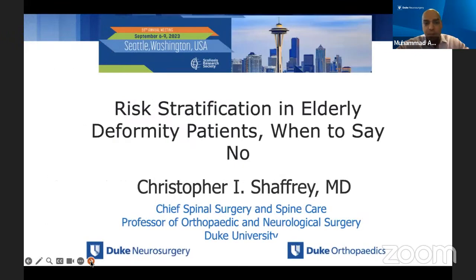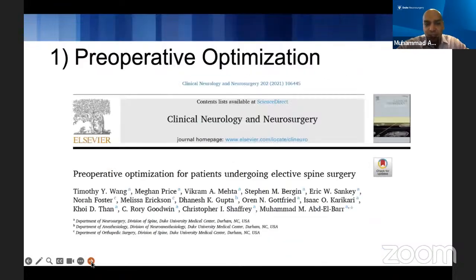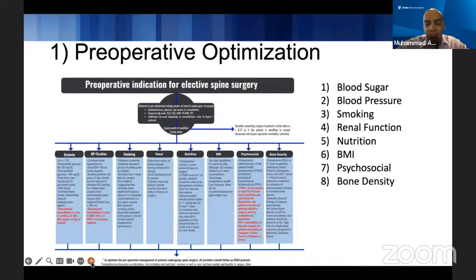So in terms of preoperative care, my chief, Dr. Chris Shaffrey, has a whole talk on risk stratification in the elderly for deformity patients and when to say no. And we've really made this important for us: pre-op optimization. So we published a paper on this, and we look at 8 main, what we call modifiable factors: blood sugar, blood pressure, smoking, renal function, nutrition, BMI, psychosocial, and bone density. These are 8 reversible things that if you optimize them, you can help ensure better outcomes for your patients.